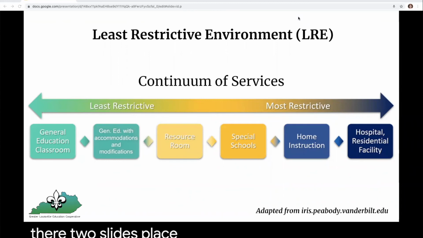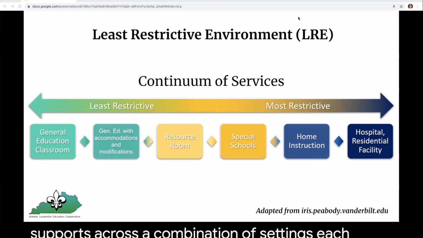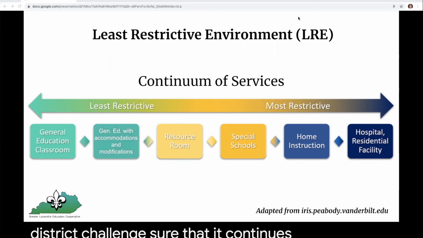First, placement is not an either-or decision. Rather, students might receive services and supports across a combination of settings. Each district shall ensure that a continuum of alternative placements is available to meet the needs of children with disabilities for special education and related services.